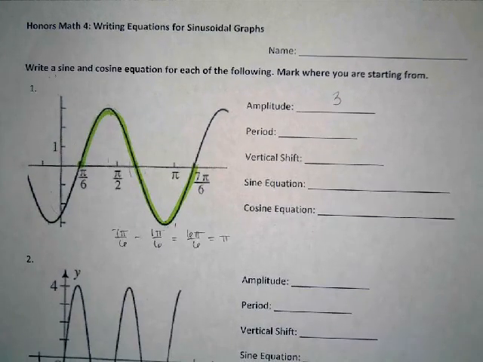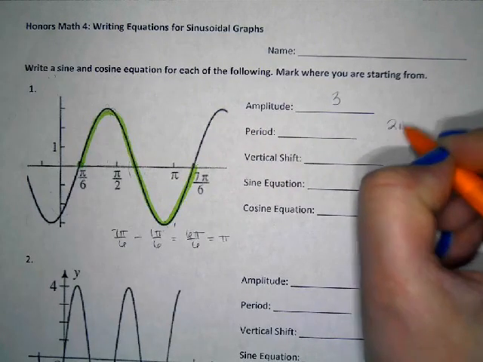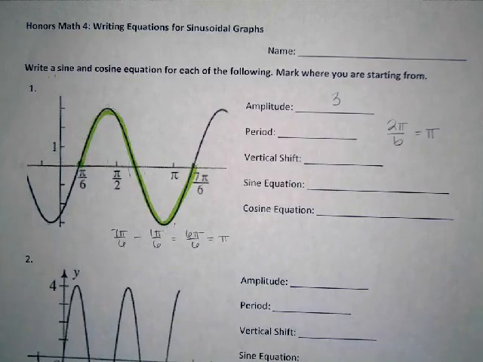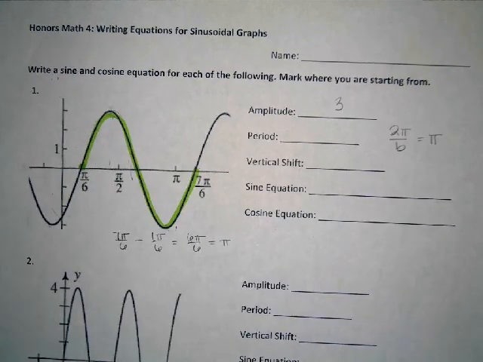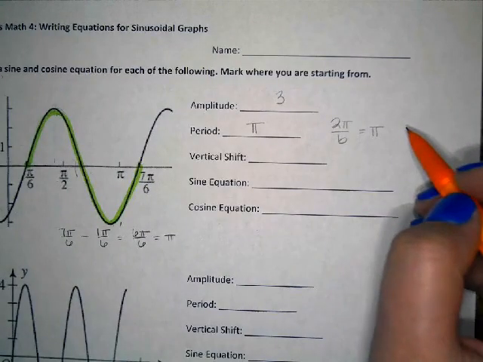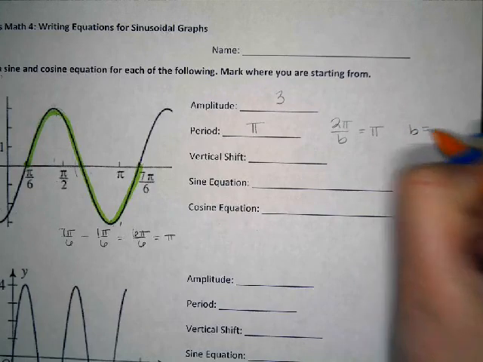So if we think about the formula that helps us find the period of the graph, what's the formula? 2 pi divided by b. So you're going to do 2 pi divided by b equals the period of pi, and I want you guys to solve for the b value. So the period of the graph is pi. Did anyone figure out what the b value is? The b value is 2. Okay.